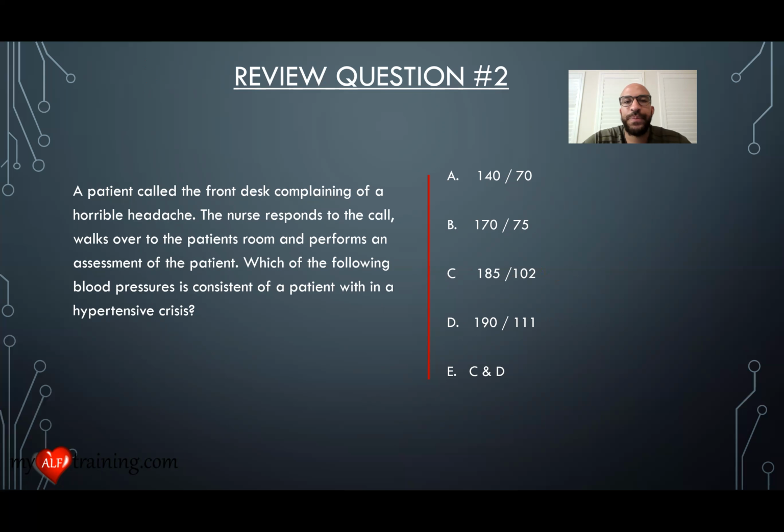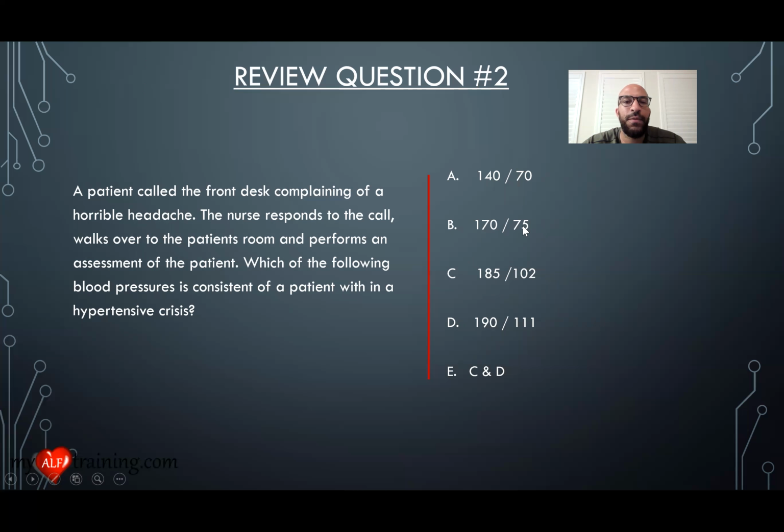Our next question. This is where you can redeem yourself. A patient called the front desk complaining of a horrible headache. The nurse responds to the call, walks over to the patient's room, and performs an assessment of the patient. Which of the following blood pressures is consistent of a patient within a hypertensive crisis? Would it be 140 over 70, 170 over 75, 185 over 102, 190 over 111, or would it be C and D?